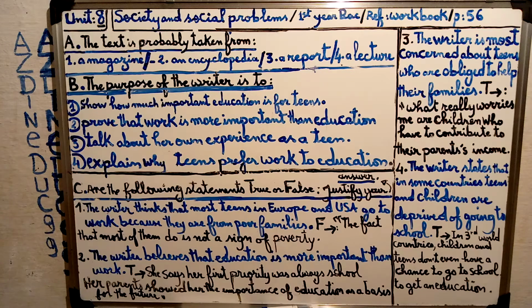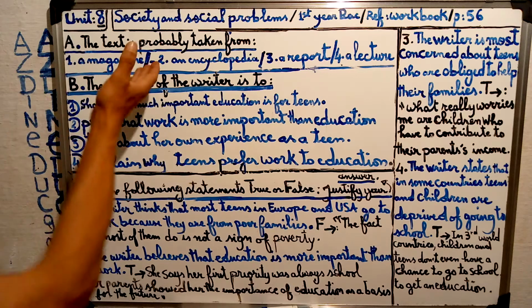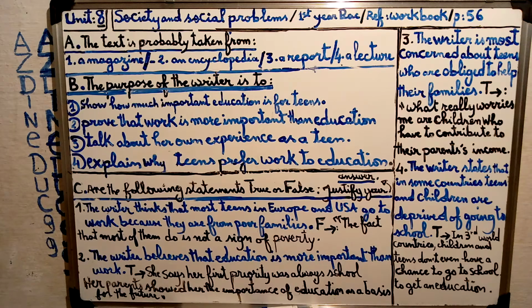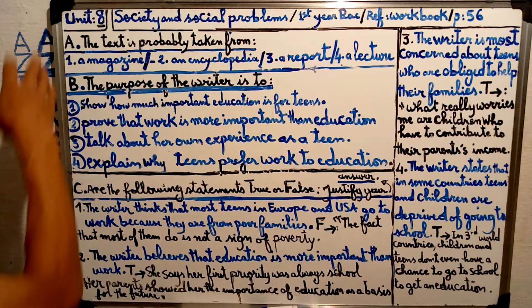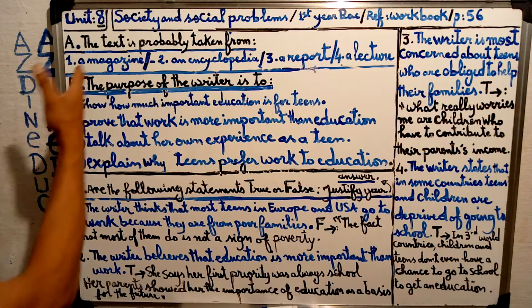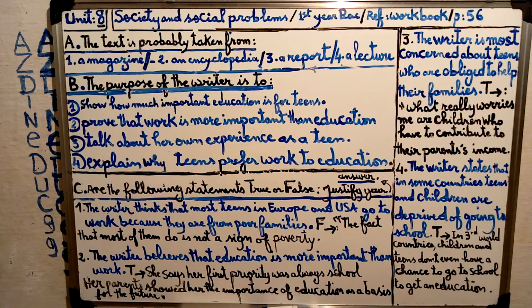So now it's part A: the text is probably taken from. Last time, in the previous lesson, we explained the text concerning the concerns about working teens, أو مخاوف بشأن المراهقين العاملين. هذا هو عنوان النص. So I go back. A. The text is probably taken from.